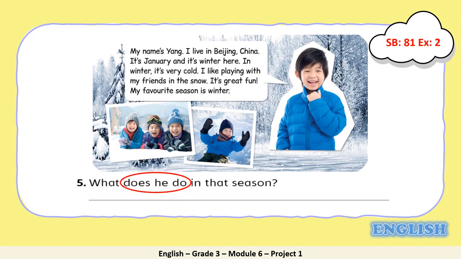Question 5. What does he do in that season? Here you have to search for activities, actions that a person does. So you look for verbs. The answer is in line number 3 and 4. He plays with his friends in the snow.